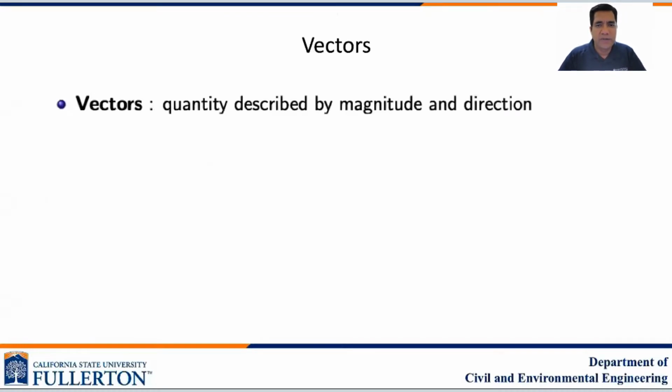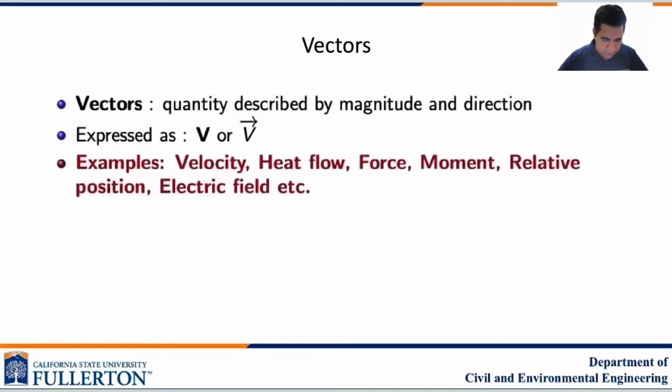Vectors are quantities that are described by magnitude and direction, so you need two pieces of information to describe a vector. Typically, vectors are expressed either as a bold letter, for example, capital V here, or sometimes when we are writing by hand, it's easier to put the variable V with an arrow on top. Examples of vectors include velocity, heat flow, force, moment, relative position, electric field, and many more. We are going to focus on force, moment, and position vectors in today's discussion.